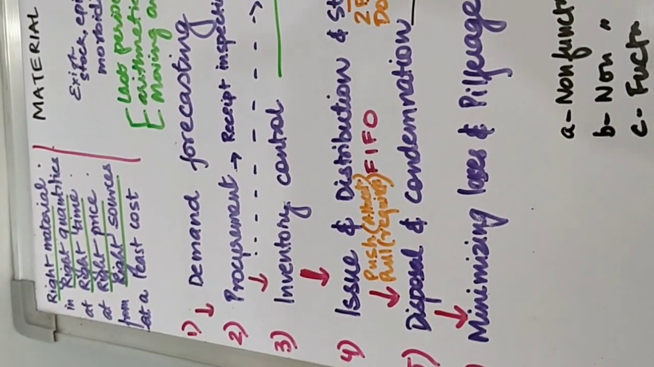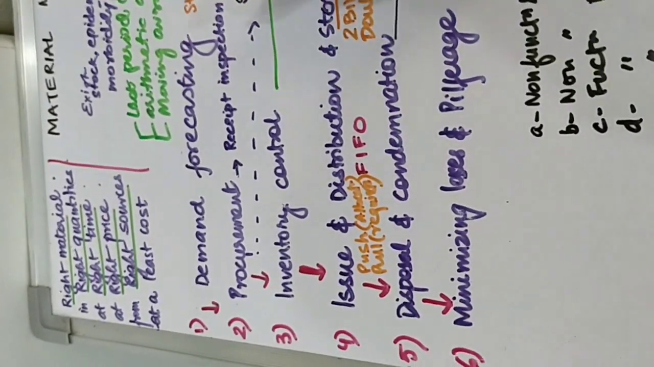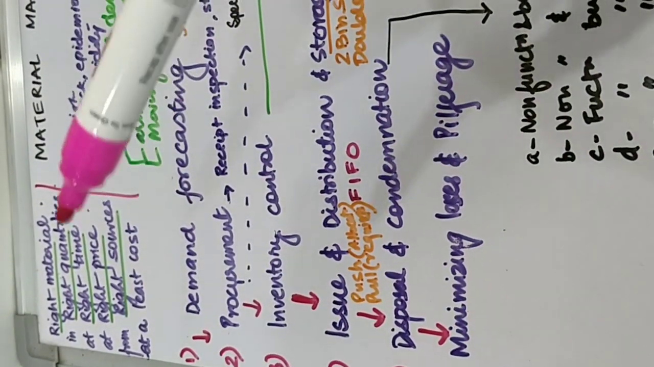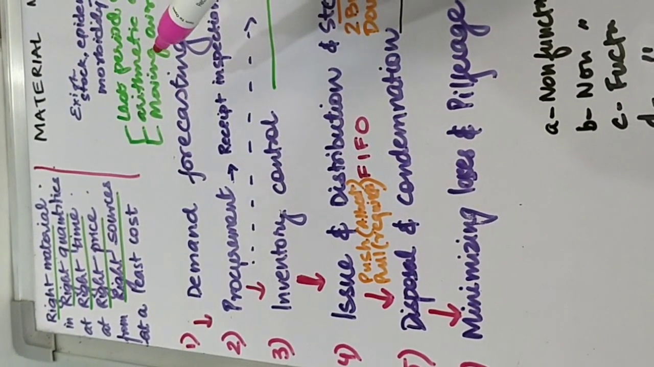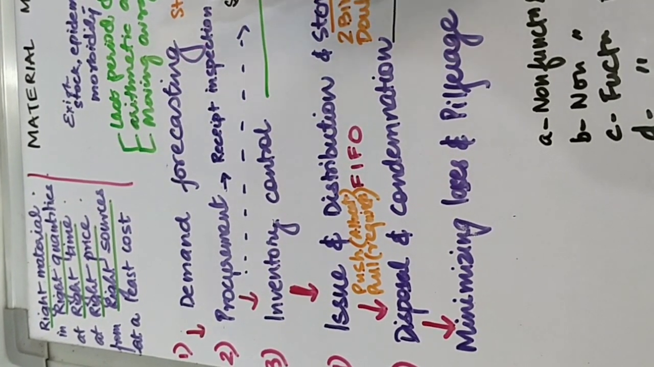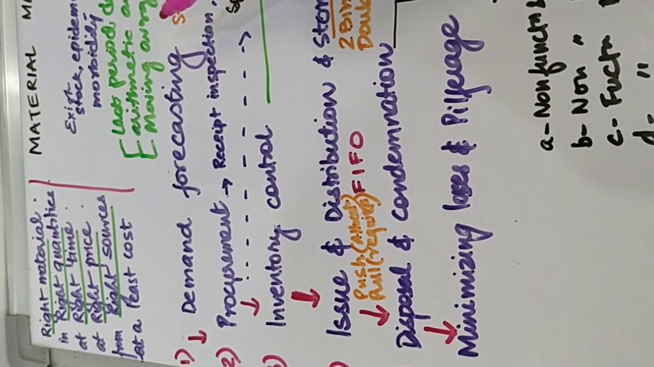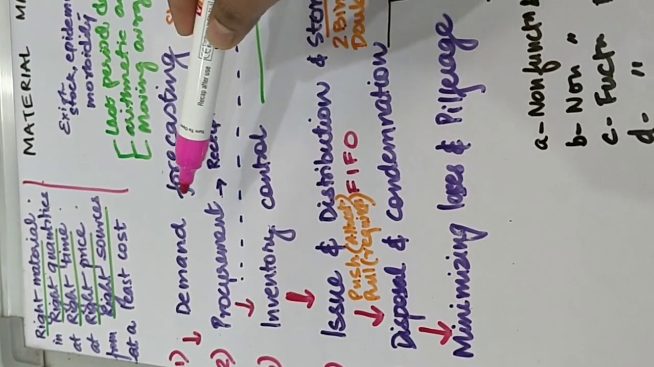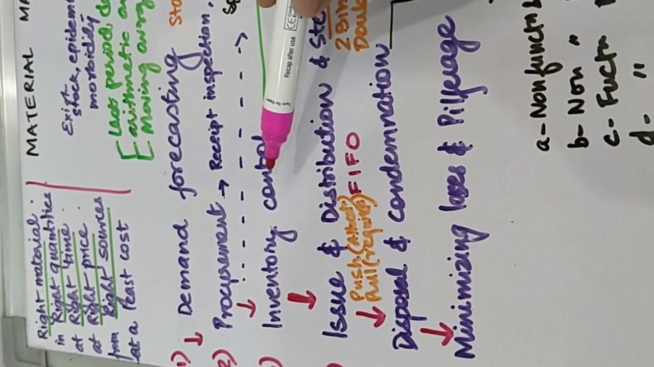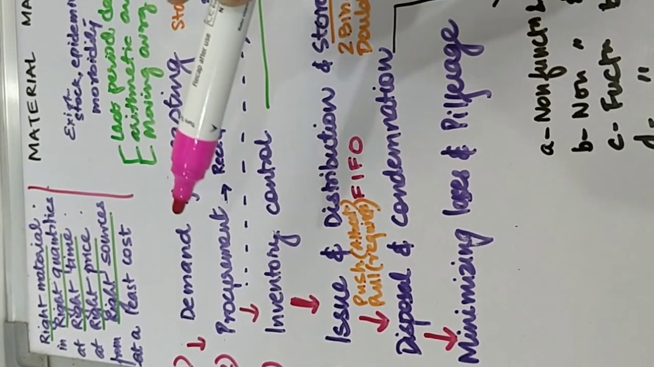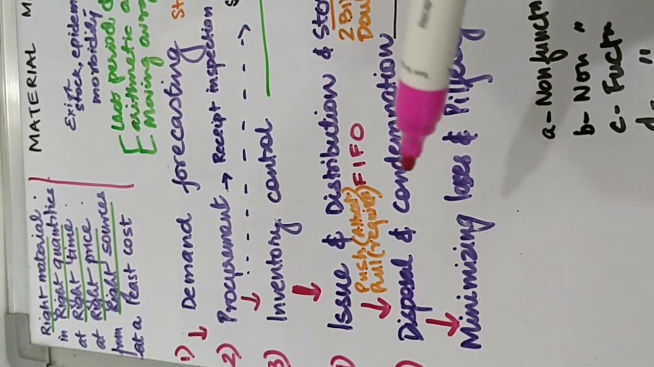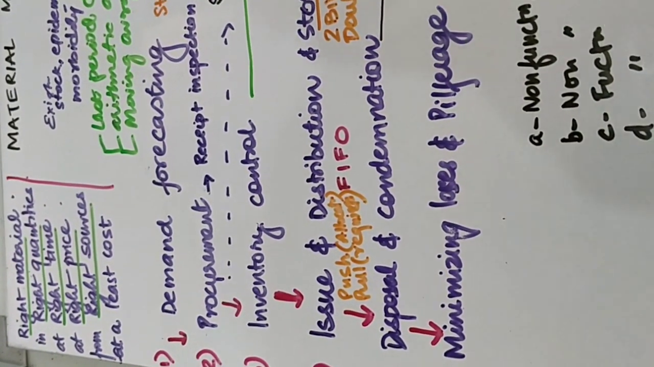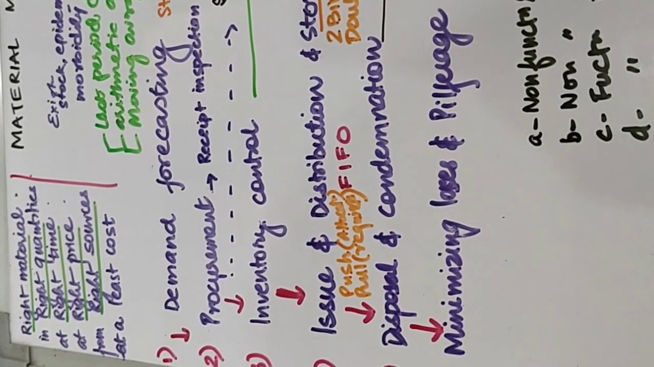So this would depend on these 6 steps. The 6 steps which are there in material management are: number 1, we have to see the demand. We have to forecast the demand in our system or healthcare facility. Then procurement. Then we have inventory control, how much to order. Then issue and distribution and storage. Then disposal and condemnation, and minimizing losses and pilferage. Pilferage meaning theft, okay, or destruction.